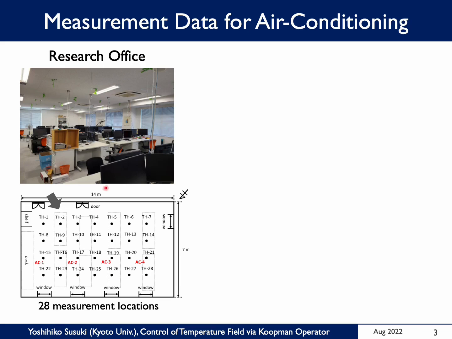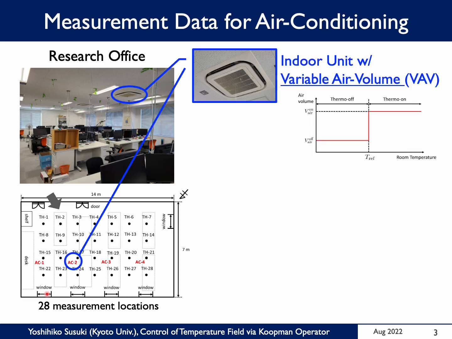The upper figure here is a picture of research office in a group, Osaka Prefecture University, Japan. We made a measurement of temperature inside the rooms using environmental sensors. The lower figure shows the location of totally 28 environmental sensors. Our focus here is on a unit with so-called variable air volume, VAV.